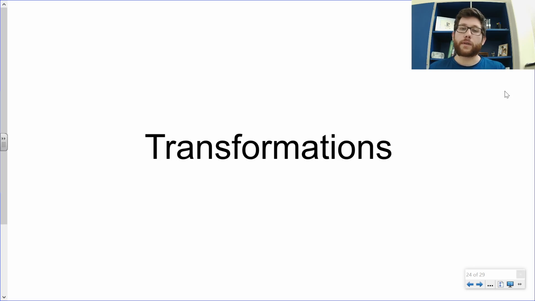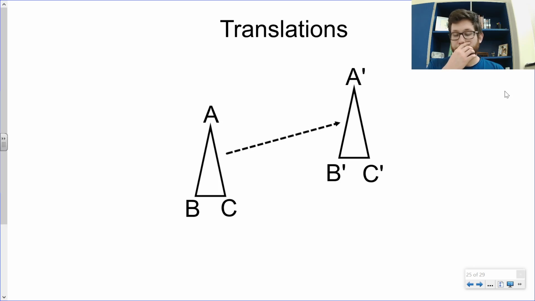And then there's a 4th transformation we're going to talk about that is not a rigid transformation, where the shape does change size. So the first one we want to look at, the first transformation, is called translations. Now, the idea of a translation is that you're taking the shape and you're sliding it in a different direction. So in this case, we have our original shape, ABC, the pre-image, and then the image is A prime, B prime, C prime. So notice this is my original shape.